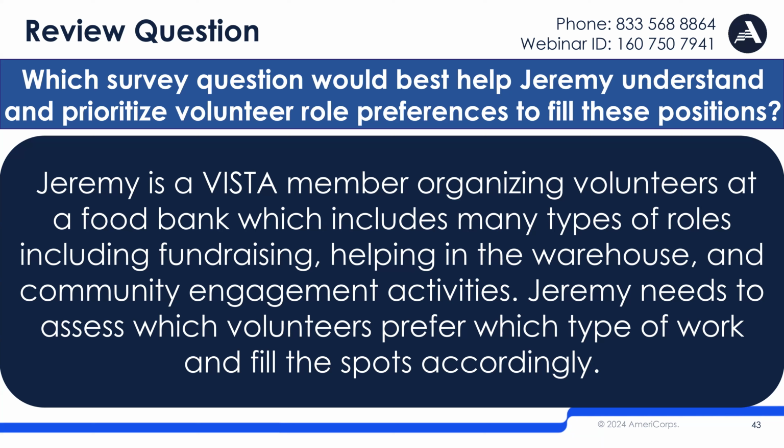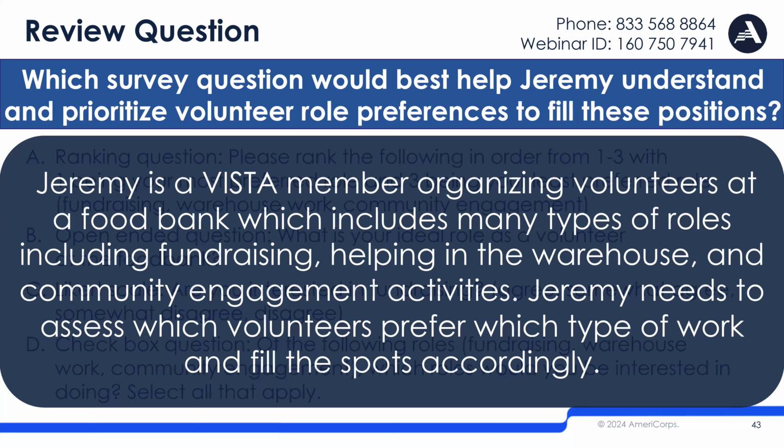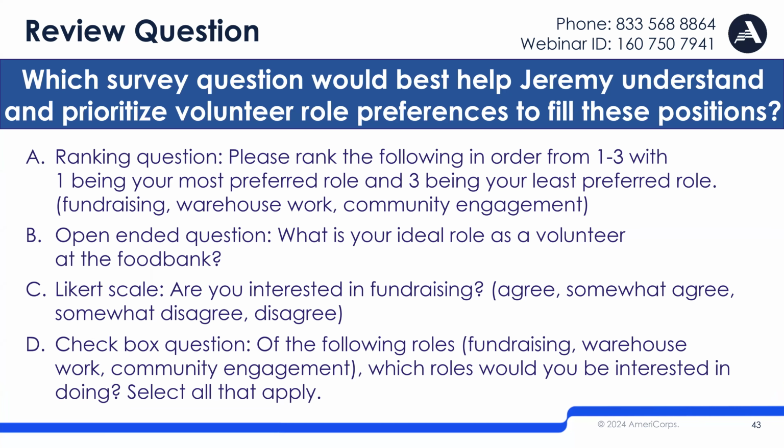So you should see a poll pop up and you see the answer options A through D. So A, ranking question, B, open-ended question, C, Likert scale, and D, checkbox question. So we'll pause. We'll make sure everyone gets a chance to answer this and think through it. We'll play some light music for about 30 seconds and come right back.